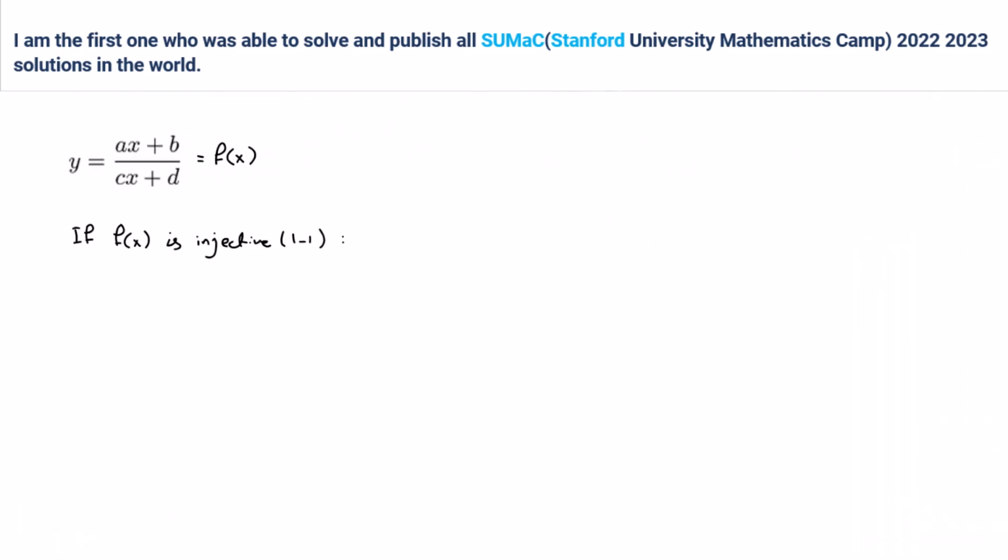I can't think of when it wouldn't be one to one. It is not always one to one, but for these A, B, C, D, it is one to one. Do you want a hint or want to try on your own? Like an asymptote at cx plus d equals 0.